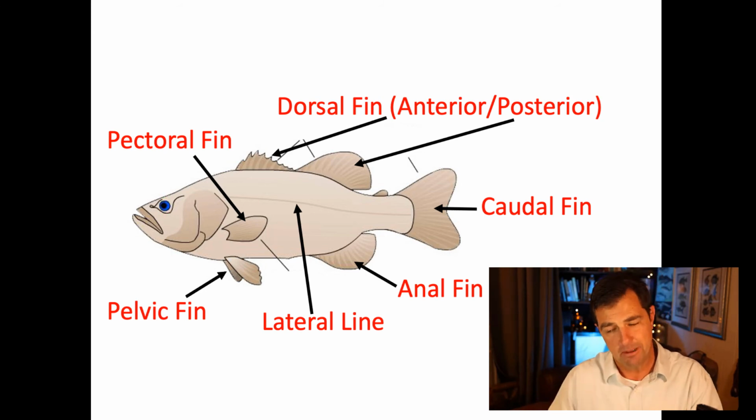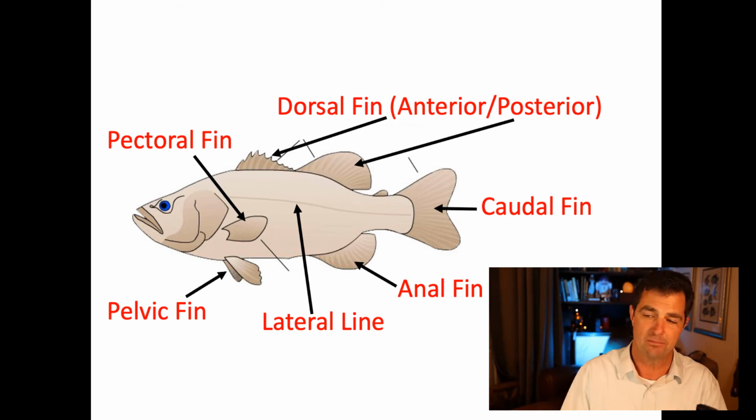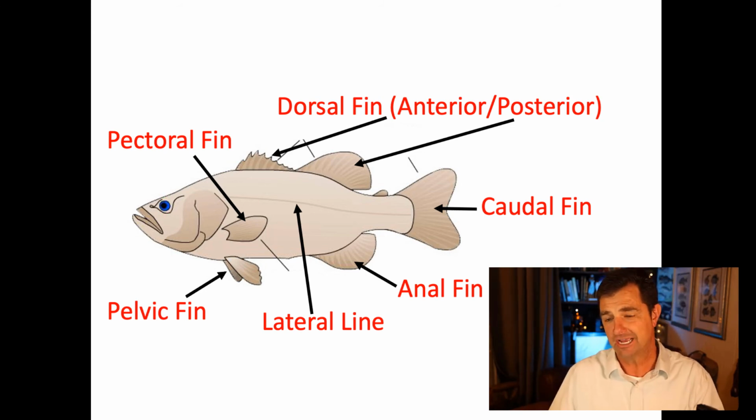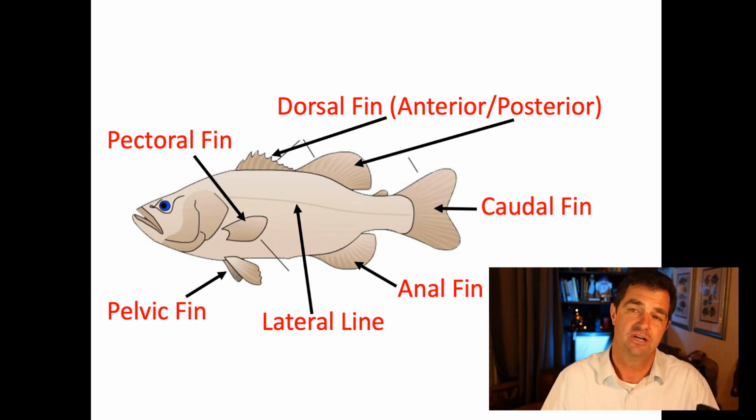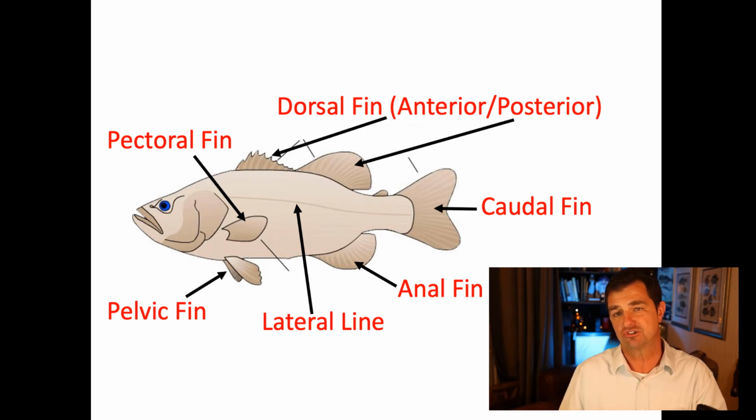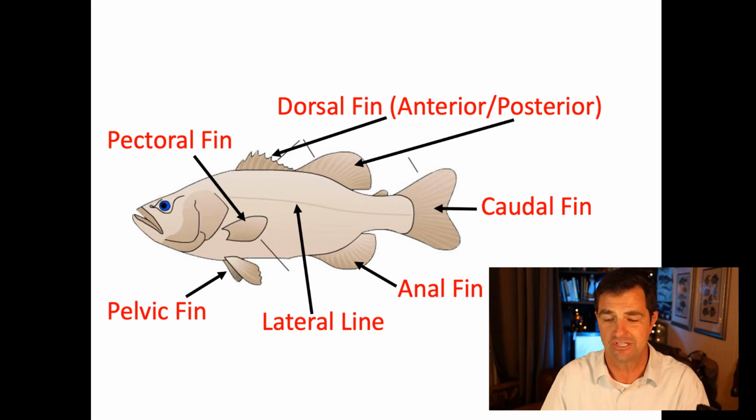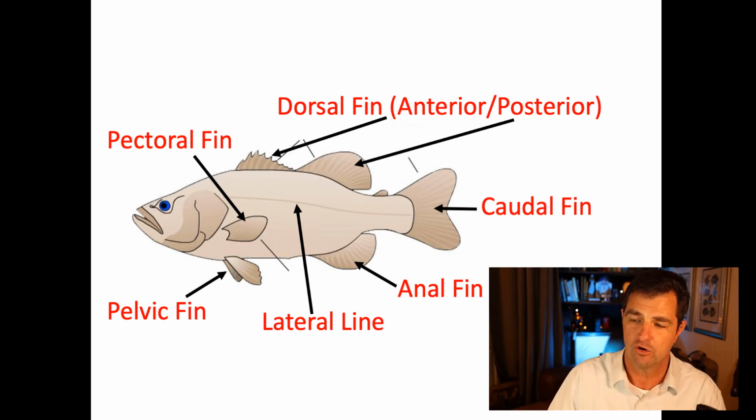Not a fin, but many fish have this structure, and it's going to be important. It's called a lateral line, and the lateral line is something you can often see running down the fish. We'll talk about it more later on, but that is a sensory structure used for sensing changes in pressure, and fish use that in a variety of different ways.